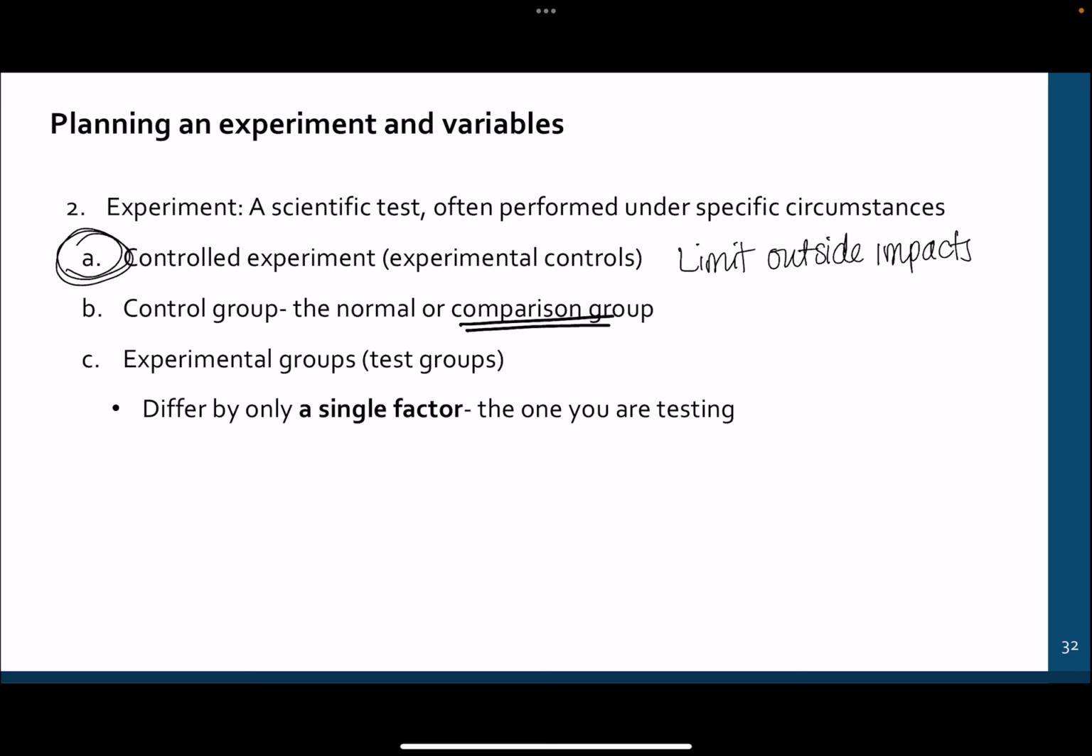The alternative to the control group is the experimental or the test group. Now, your experimental group or your test group, to the best of your abilities, should only differ by a single factor, that factor that you are testing. So you want to limit those outside impacts so that as best you can, there's only one difference between your control and your experiment, because you want to isolate that single factor as the cause for any changes in your data.